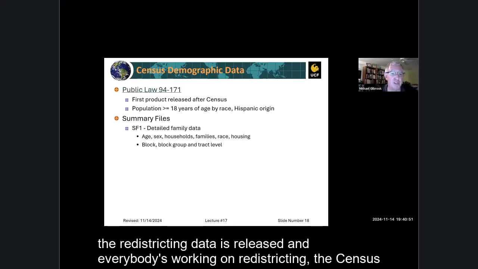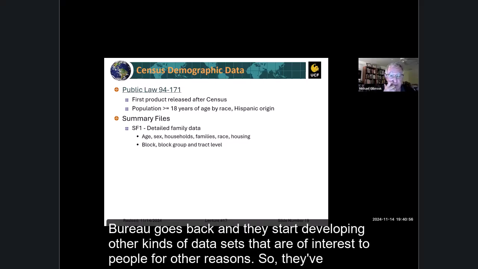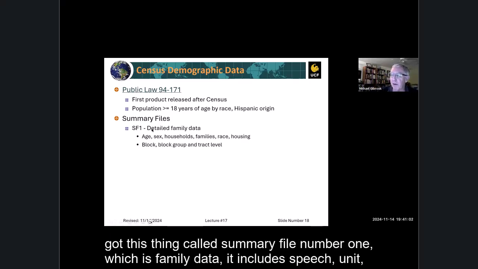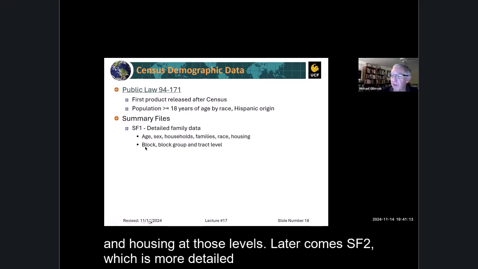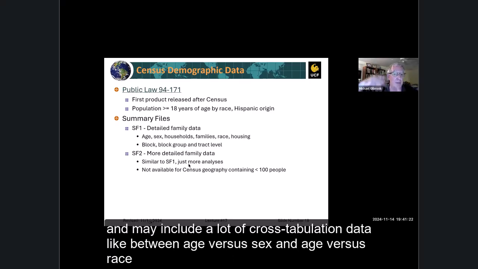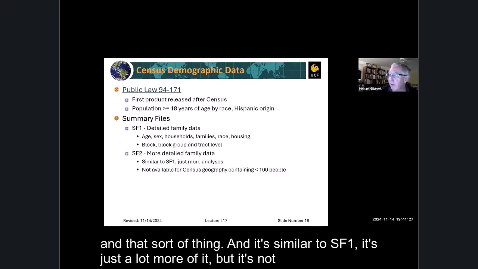After the redistricting data is released and everybody's working on redistricting, the Census Bureau goes back and starts developing other kinds of data sets that are of interest to people for other reasons. So they've got this thing called Summary File number 1, which is family data. It includes for each unit, block group, census tract, county, the age, sex, households, families, race, and housing at those levels. Later comes SF2, which is more detailed and may include a lot of cross-tabulation data, like age versus sex and age versus race and that sort of thing. It's similar to SF1. It's just a lot more of it.